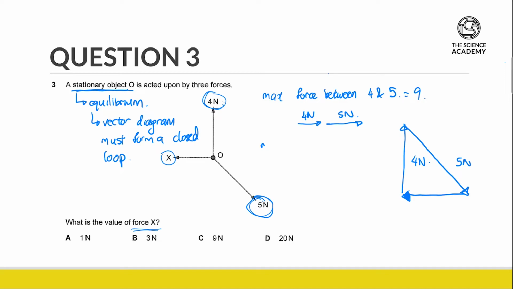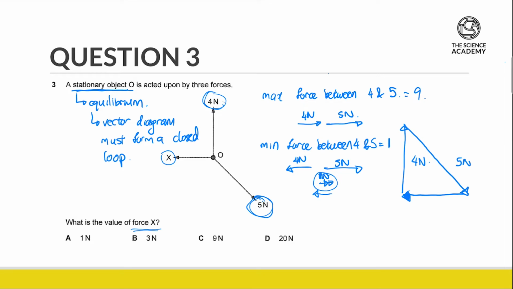Okay, and the minimum force between the 4 and 5 Newton is going to be 1 Newton, and this will only occur if they are acting in opposite directions. Where 5 Newton perhaps is acting right and the 4 Newtons is acting left, so we're going to have a resultant of 1 Newton acting towards the right. So this means that X will have to act 1 Newton towards the left to cancel off this resultant force due to 5 and 4.